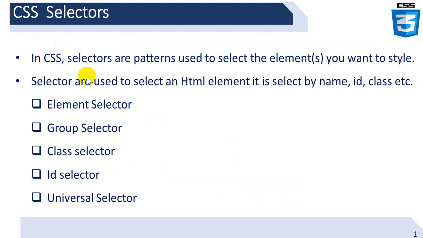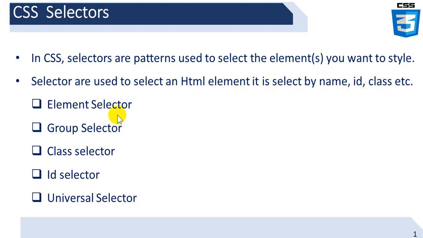Then in CSS, selectors are patterns used to select the elements you want to style. So whichever element I want to style, only those elements I am selecting and applying CSS properties to. Selectors is nothing but selecting the HTML elements whichever we want to style and applying the CSS properties to it. Selectors are used to select HTML elements by name, ID, class, etc. How to select, guys? With the help of tag name, with the help of ID names, with the help of class names. We will see one by one.